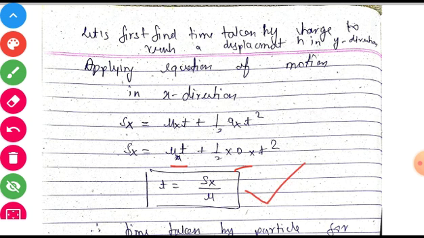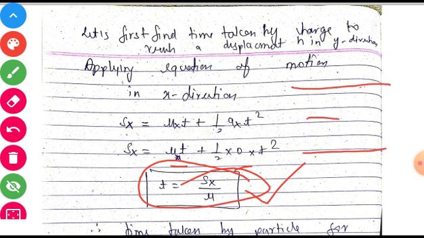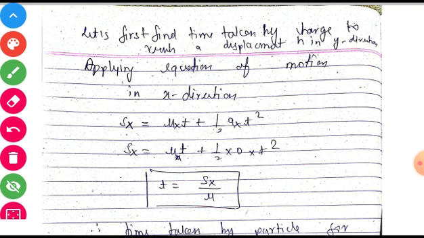So solving this, we will get t equals sx by u. So that's the first part of the analysis. First we have obtained the time taken by the charged particle to move from here to here, and we have found this time by using the equation in the x direction. Okay. Now, this part is over.